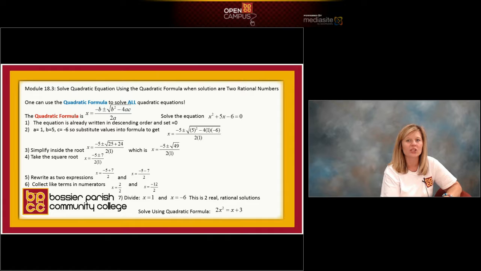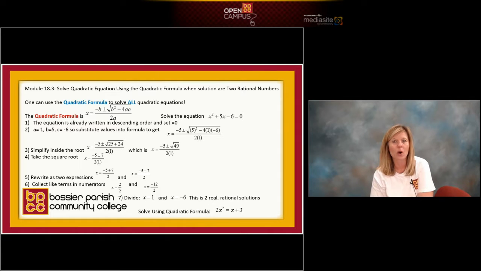I'm going to give you my equation. My quadratic equation today is x squared plus 5x minus 6 equals 0. We know it's quadratic because it has an x squared. Suppose my mind is not working and I don't remember how to factor that, and I know I can't do the square root of it. I can use the quadratic formula to solve every single quadratic equation.